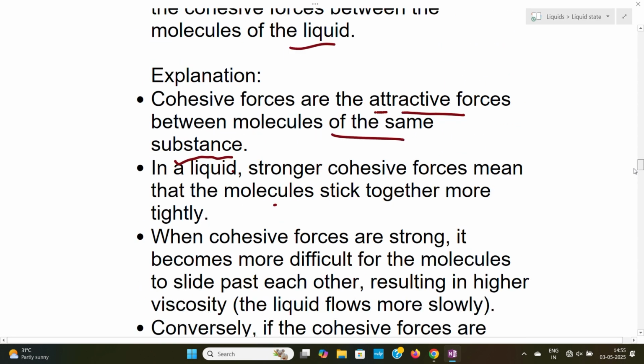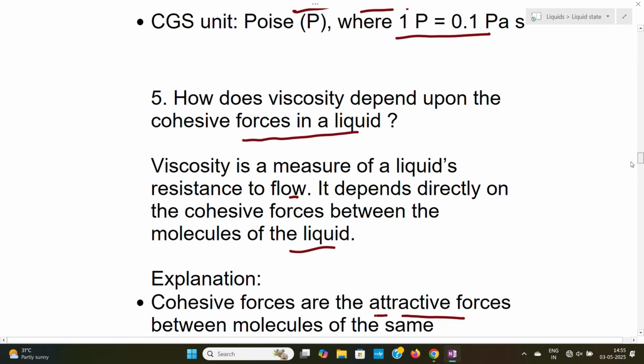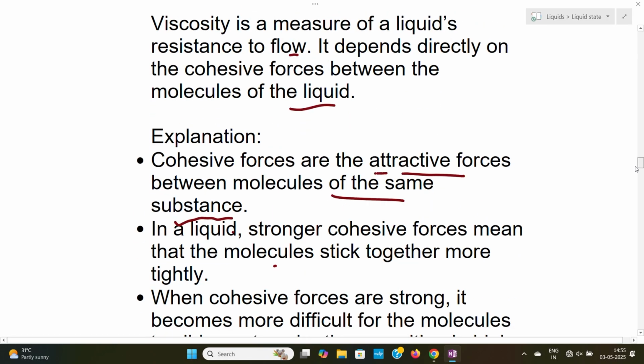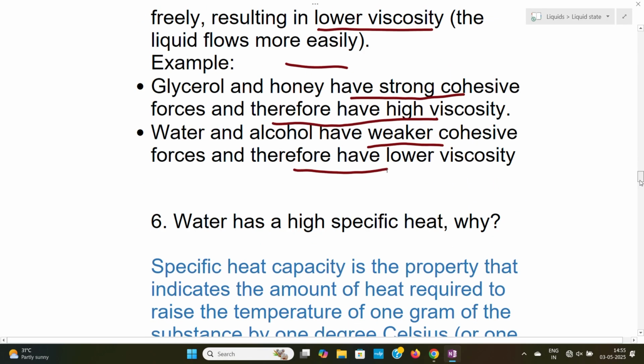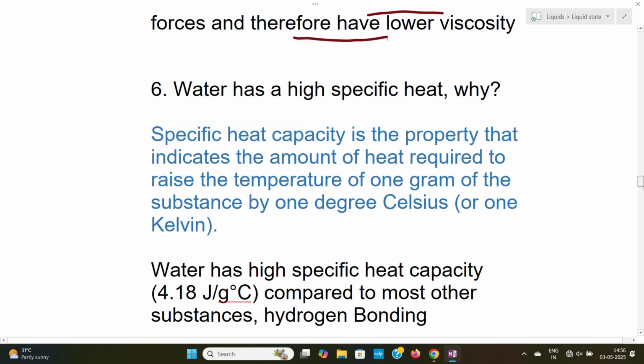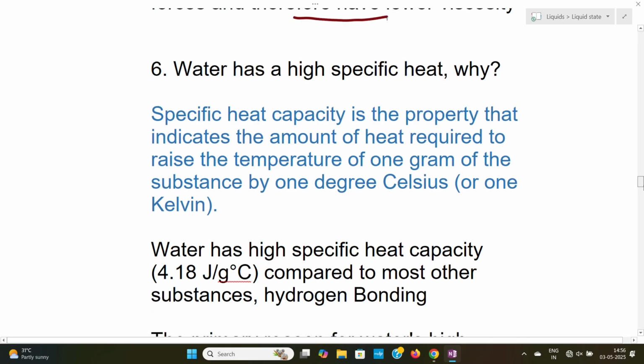I hope you understood this question, that is, how does viscosity depend upon the cohesive forces in a liquid? In brief, if the cohesive forces are strong, that substance will be more viscous. If the cohesive forces are weaker, then that compound will be less viscous. Next question.